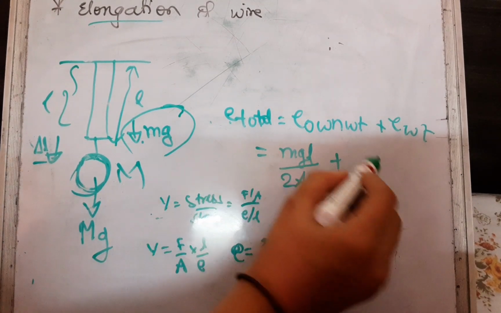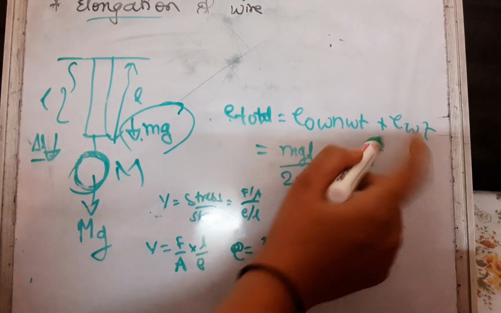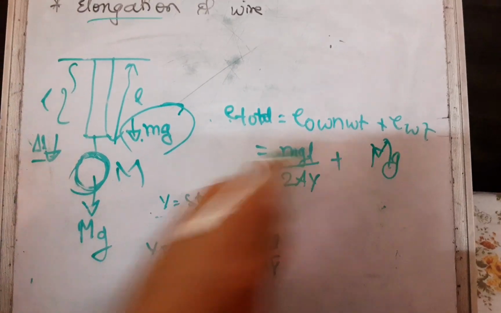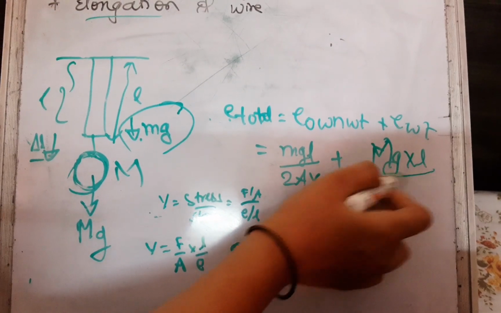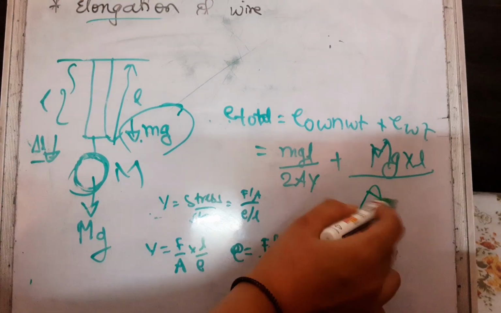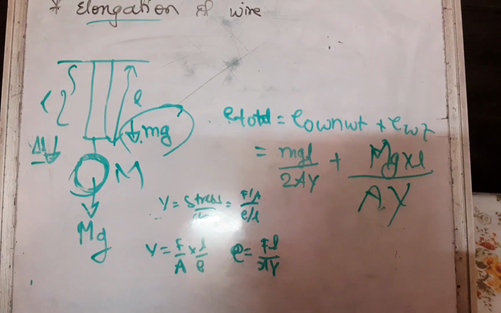So you will write F, the new force, is capital M into G. The force here. The length is the original length L, upon area, which is A only, and Young's modulus is Y only.